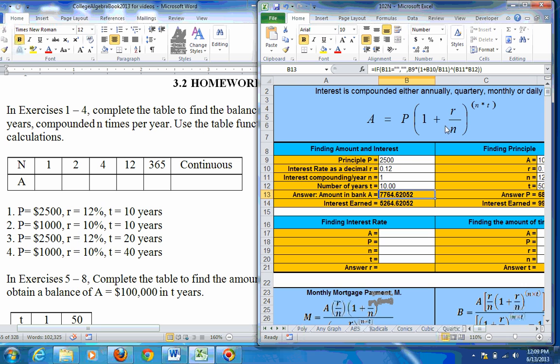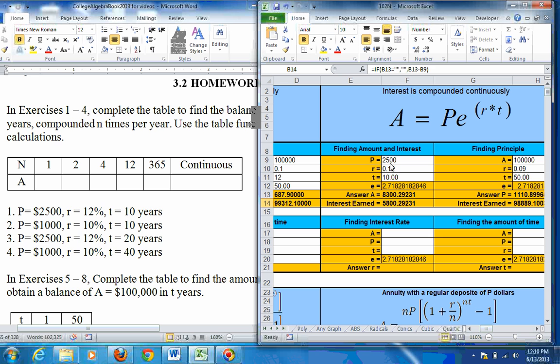And you get your amount right here. It just uses this formula right here, and it gets the amount to be $7,764.62. If it asks how much interest did you earn, well, this is the interest that you earned right here. And to do this one with the N equals 2, just change the N right here to 2. And if it's quarterly, when it's 4, just put a 4 in, and monthly put 12 in, daily put 365 in. To do continuous, you have to use the right-hand side of the sheet. So over here, put your 2,500 in, your 0.12 for your interest rate, and your 10 years, and you'll get $8,300.29. And that's the way all those work there, 1 through 4.